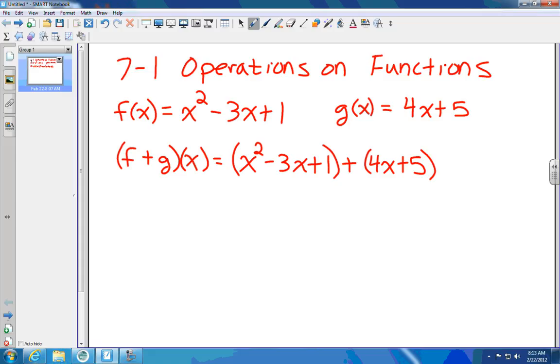So we just combine like terms. Do we have any more x squareds? No, so that's obviously part of your answer. And just like always, you can cross off as you combine. So then we have negative 3x plus 4x, which would be positive x. And 1 plus 5 is 6. So that is f plus g of x. And that's your final answer, once you've simplified and all your terms are combined.